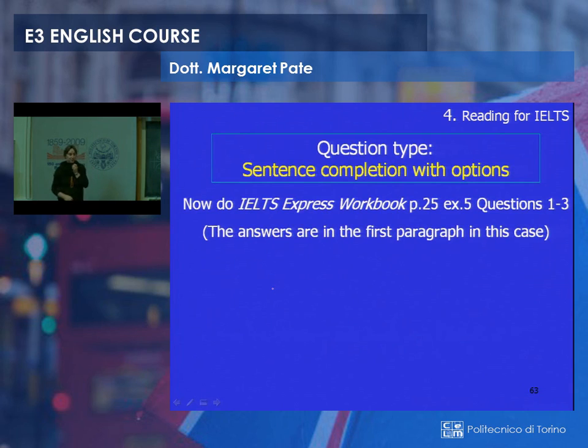Workbook, different text, page 25 and 24. The questions, exercise 5, questions 1, 2, and 3. Okay. Task practice, questions 1, 2, and 3. The options A, B, C, D, E, and F are in the box. Okay. I'm going to give you 3 minutes. Okay. Complete the sentences with the correct ending according to the text on page 24.